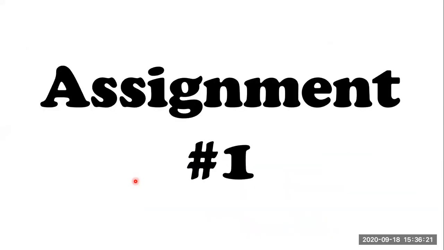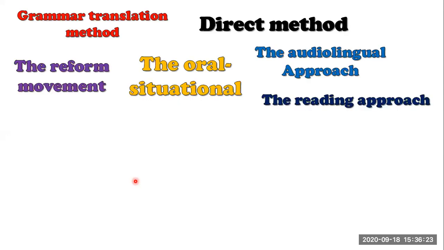So guys, assignment number one. These are some very old trends from the past that were really important. I need to explain some of them, but very quickly. So number one, grammar translation method. As you know, the focus was on grammar, translating literally the ideas from one language to another, and that's the way in which people could learn a language.